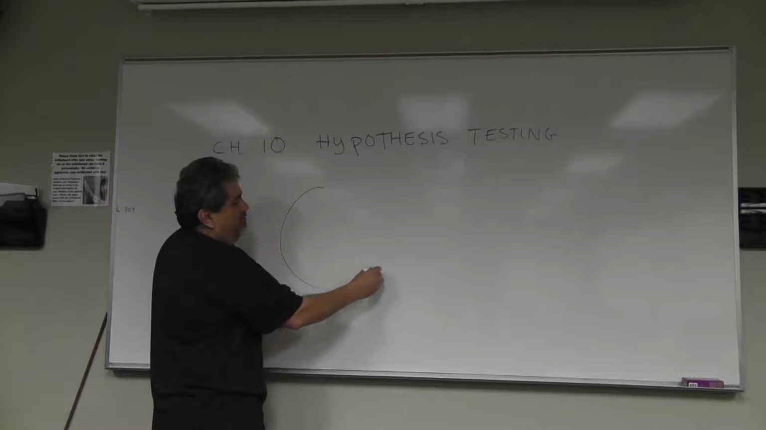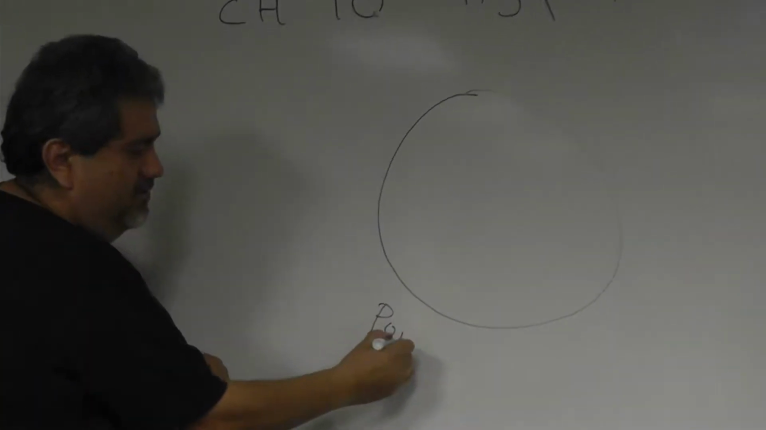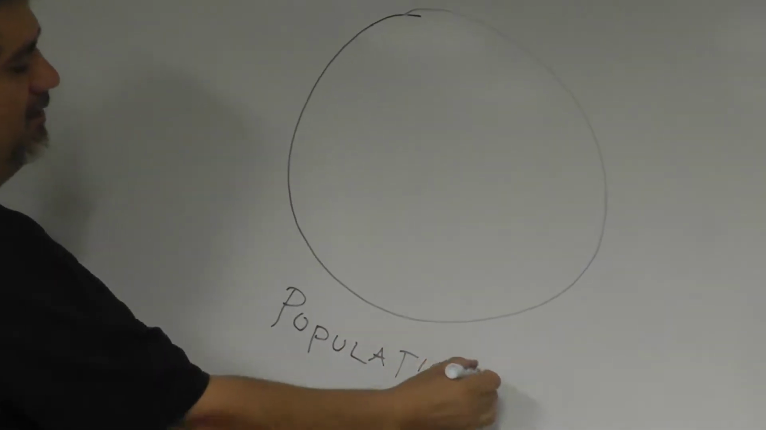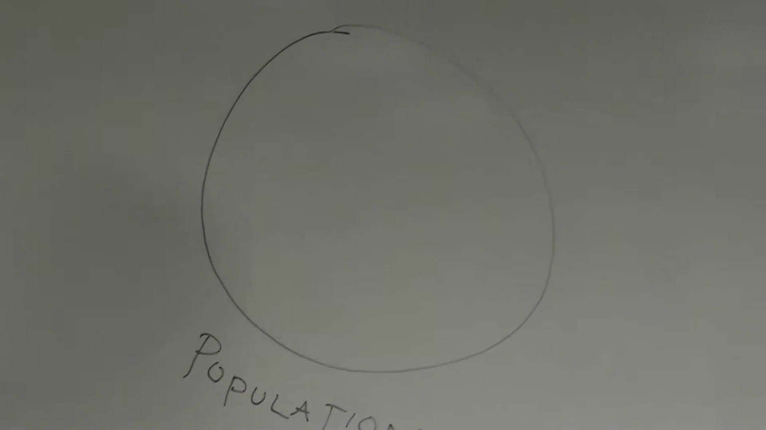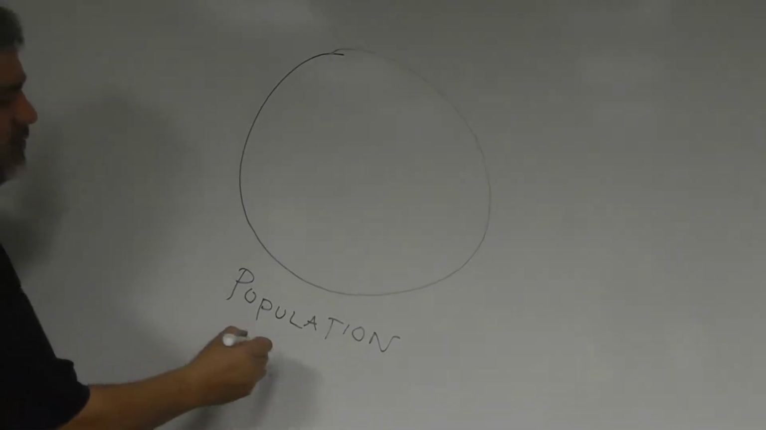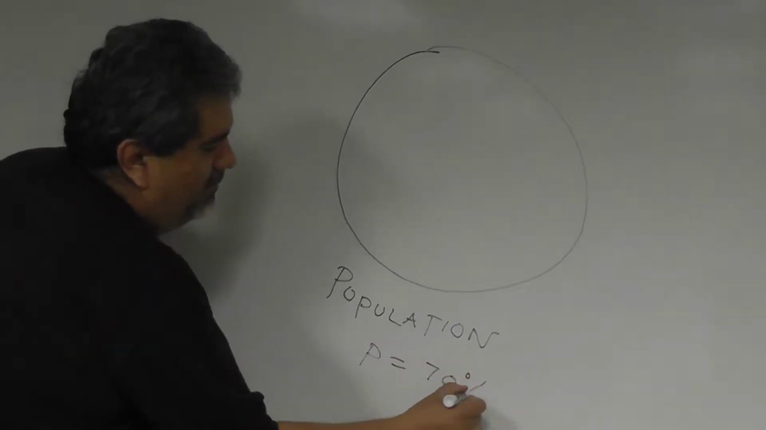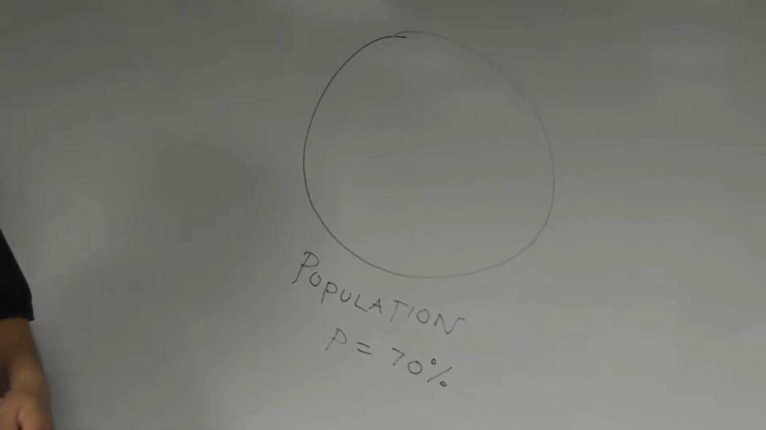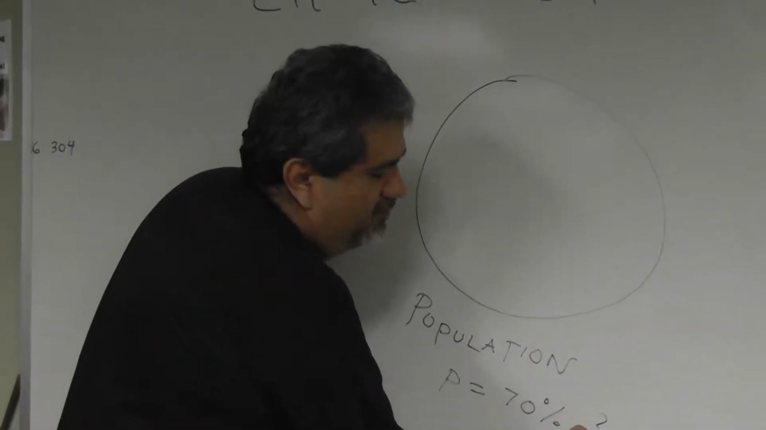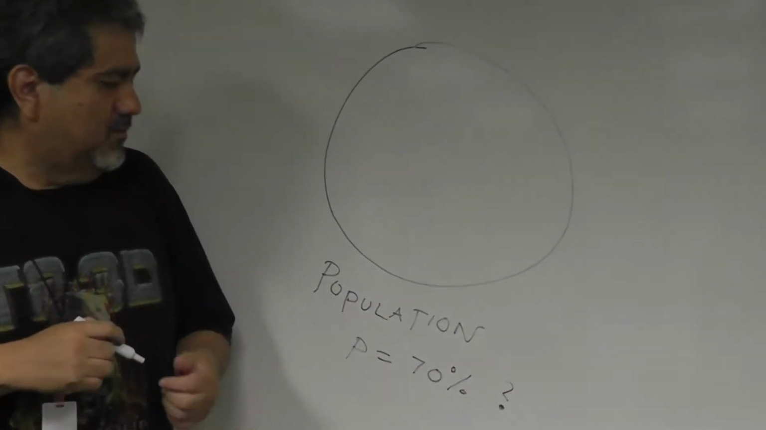There is a population, and somebody's making a claim about the population. For example, let's say that somebody's claiming that the population percentage is 70%, right? So the population percentage is 70%. But this is just a claim, it's a hypothesis, right? It is not totally certain that it's true or untrue. So let's mark this with a question mark.